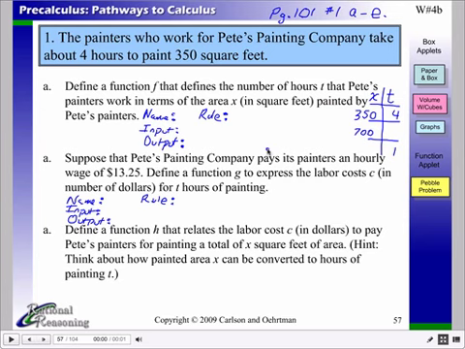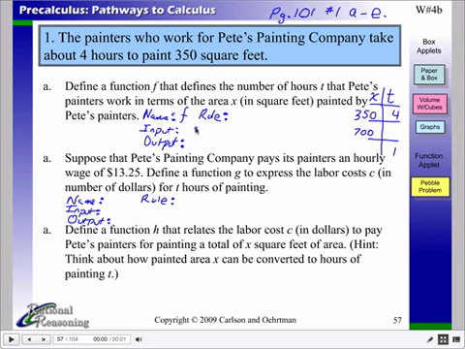Okay, let's regroup here, see how your progress was. So for part A, let's really break down this function. What's the name of the function? F, right? F is the name. What quantity is the input into F? If it says we want number of hours in terms of area, which one is the input?